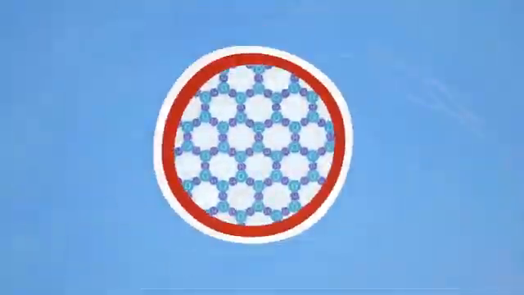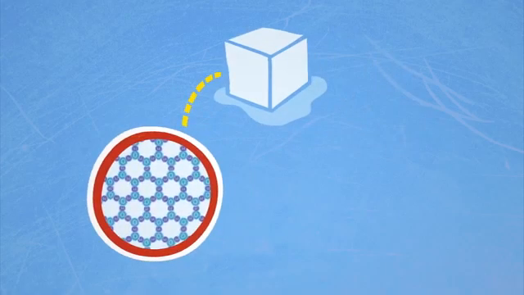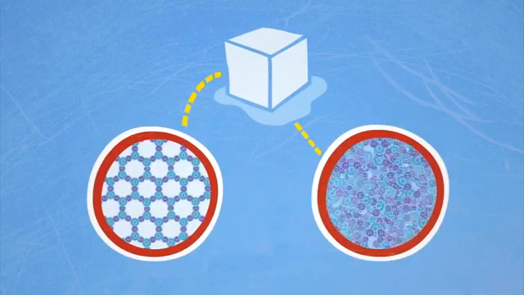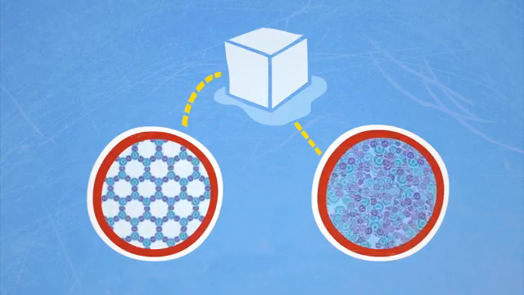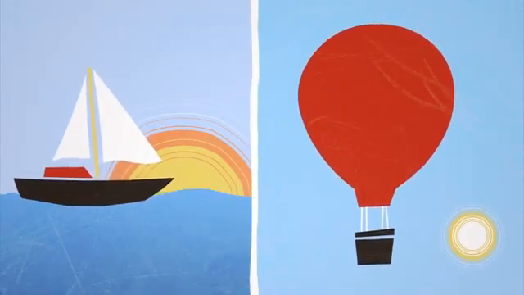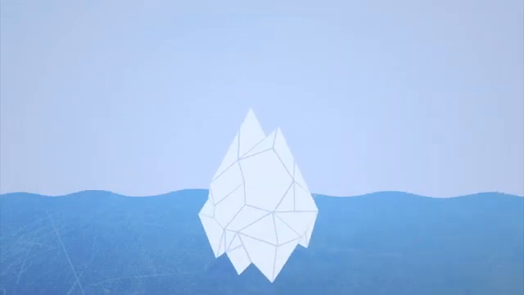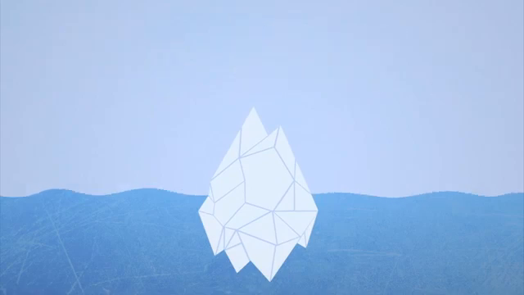This is what solid water, ice, looks like on the molecular level. Notice that the ordered hexagonal structure is less dense than the disordered structure of liquid water. And you know that if an object is less dense than the fluid it's in, it will float. So ice floats on water. So what? Well, let's consider a world without floating ice.